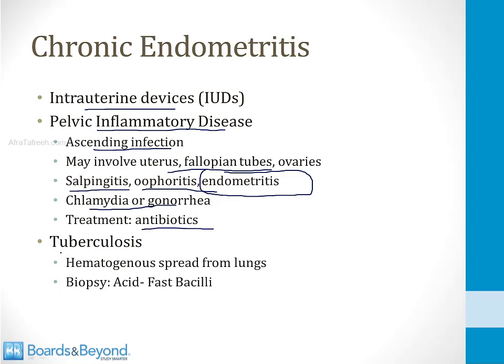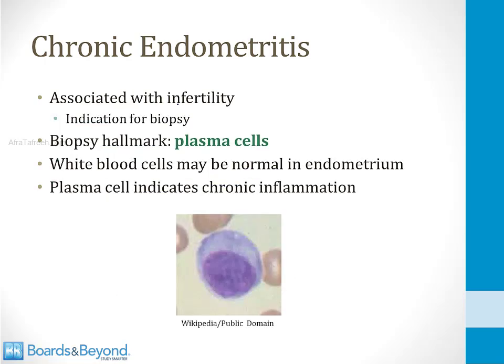And then finally, tuberculosis can rarely cause chronic inflammation in the uterus. This can spread hematogenously from the lungs, and this is identified on biopsy by finding acid-fast bacilli. Chronic endometritis is associated with infertility. You can imagine that it will be difficult for an embryo to implant in the uterine lining if there is chronic inflammation, and this is sometimes an indication for a biopsy.